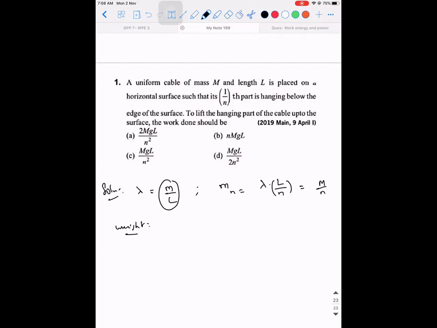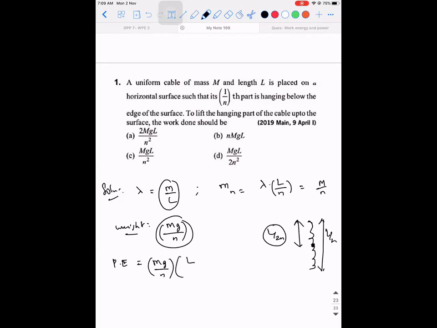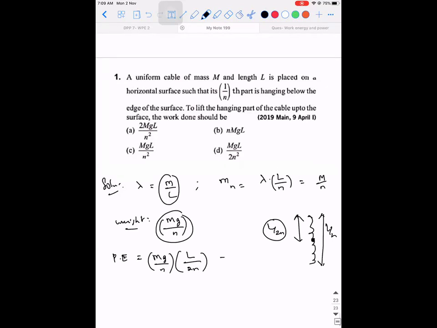What will be the weight of the hanging part? It will be mg by n. And where will it be concentrated? So what will be the potential energy? Weight will be concentrated at which point? I told you the other day, if the hanging portion is L by n, the weight is concentrated exactly at a height of L by 2n from the top. So the potential energy will be the weight of that part into the height through which you are supposed to lift it. So mgL by 2n square.